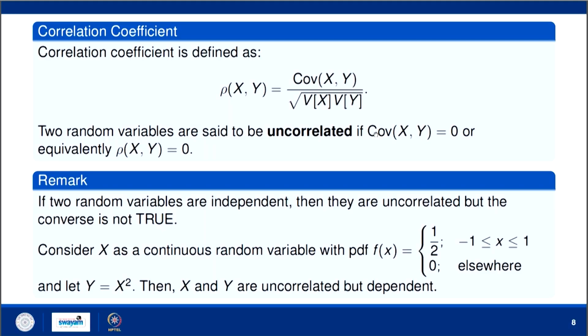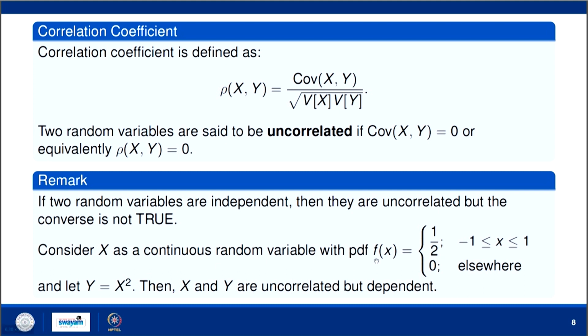Now, the correlation coefficient of x and y may be defined as covariance of x, y divided by standard deviation of x into standard deviation of y. So, this is basically a coefficient, and if covariance is 0 or the correlation coefficient is 0, two random variables are said to be uncorrelated. Now, if two random variables are independent, then covariance between them is 0, or we can say that the correlation coefficient is 0, but the converse is not true.